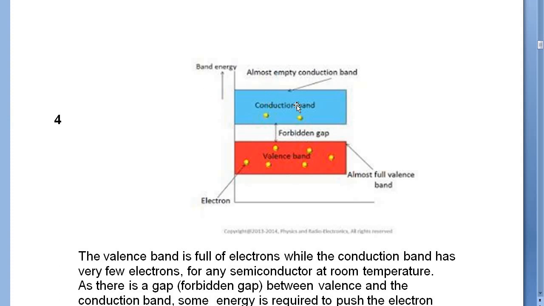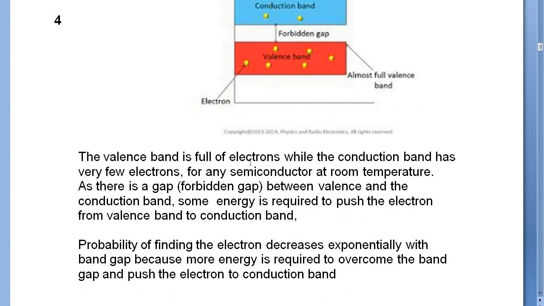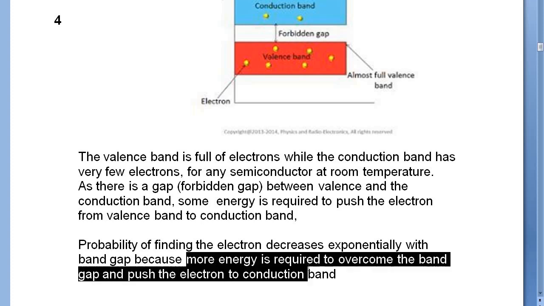The blue part is the conduction band and the red is the valence band, and there is a gap between the conduction band and the valence band. At room temperature, what we observe is that the valence band is full of electrons, but there are very few electrons in the conduction band. The probability of finding an electron decreases exponentially as the band gap increases, because more energy is required to overcome the band gap.